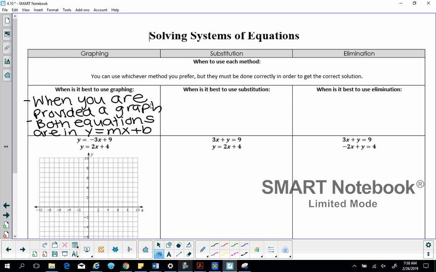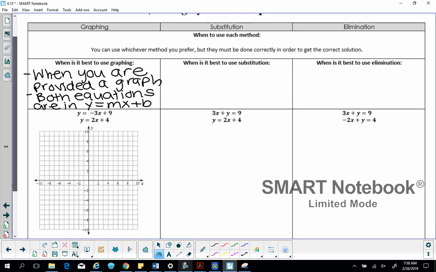So let's go over how we graph. Let's look at this first one right here. Who can explain to me how I would graph this first one right here? How would I go about graphing it? My y-intercept. What is my y-intercept? 9. So it's always that constant, that number by itself. So the first thing you do is plot 9.